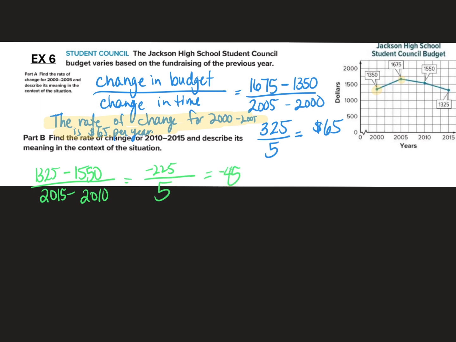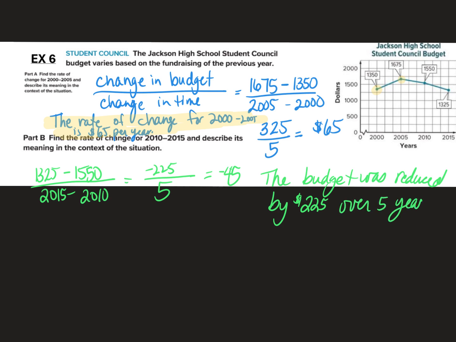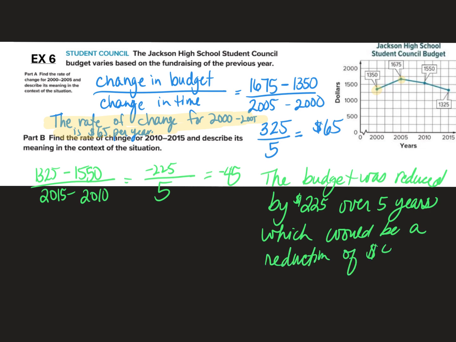Now, what does this mean in the context of this situation? This means that the budget was reduced by $225 over 5 years. Oops. My brain was thinking ahead. Reduced by $225 over 5 years, which would be $45 per year. A reduction, I should say. A reduction of $45 per year.